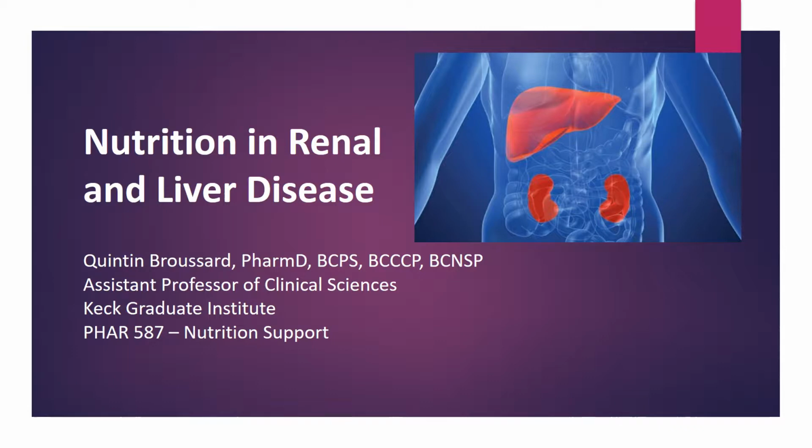Many patients have both renal and liver disease, and these diseases individually both play major roles in the nutritional status of patients. Patients may need different macronutrient and micronutrient requirements depending on if they have renal and liver disease. And as a pharmacist, it's important for us to be aware of those changes in regards to nutrient status in renal and liver disease patients compared to patients who do not have these types of diseases.